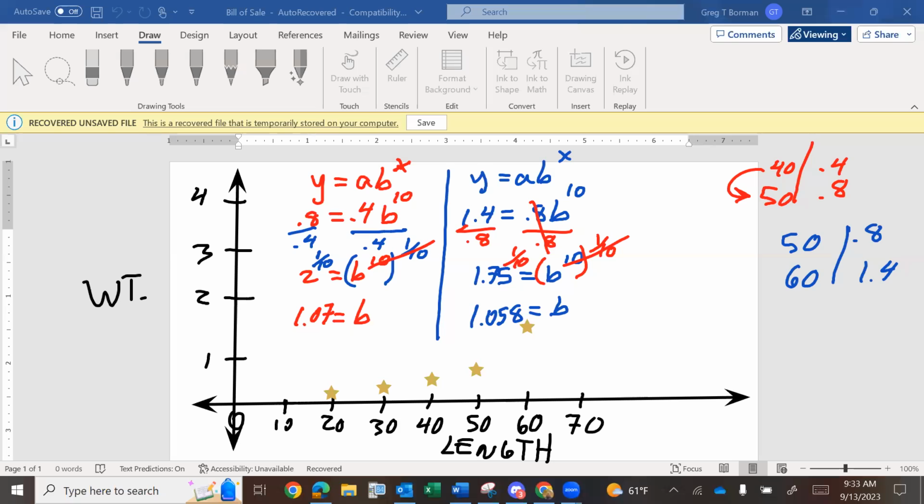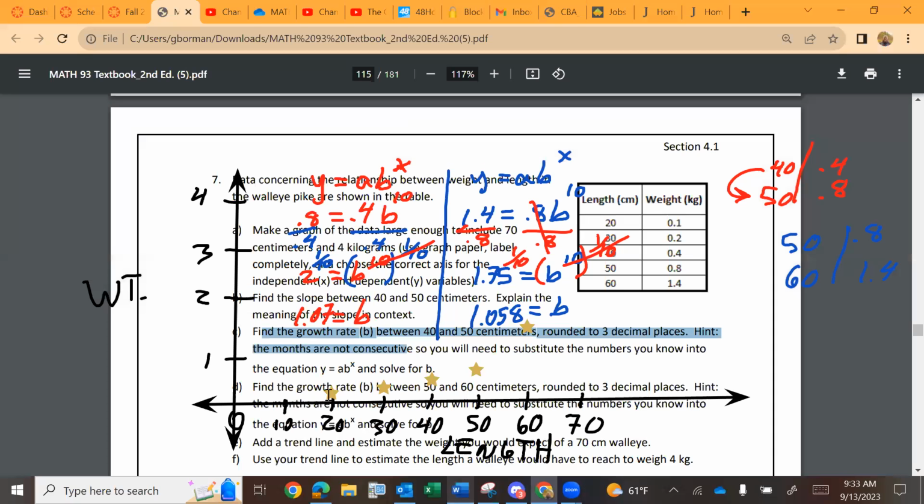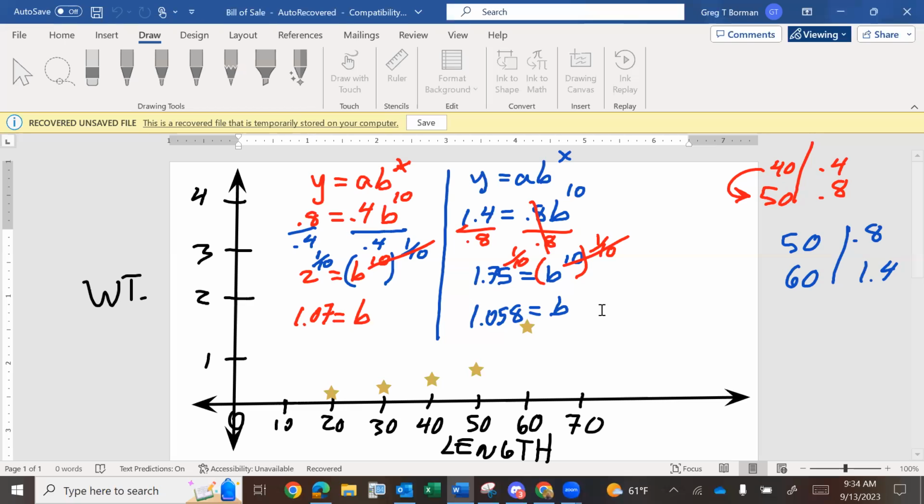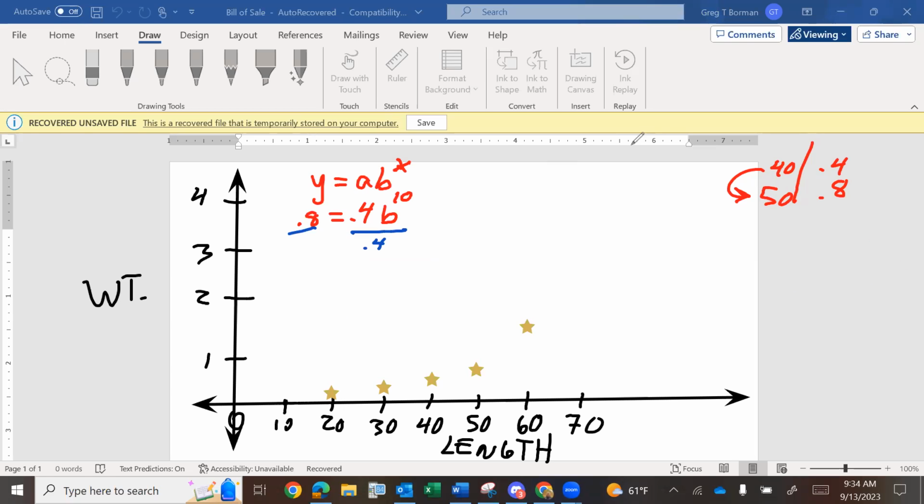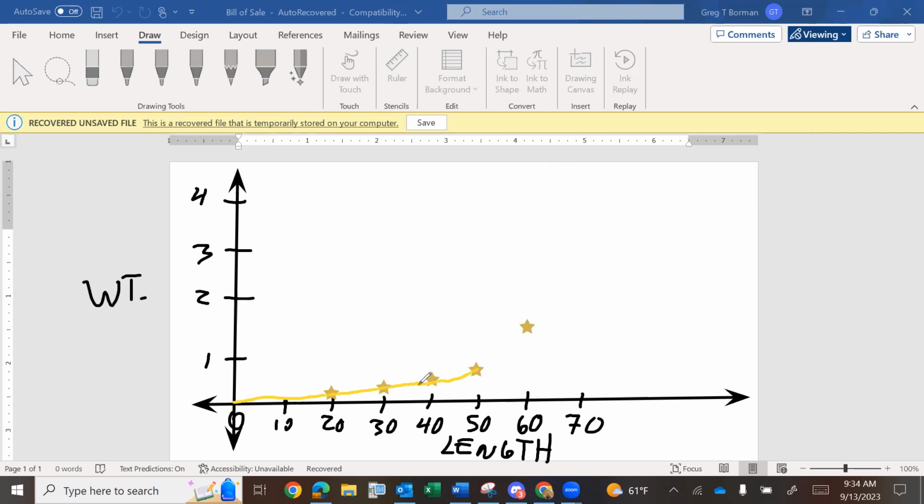All right. So let's see. Boy, this is getting hard to read. I did that. E, add a trend line. Estimate the weight at 70 centimeters. Okay, I'm going to have to do a little erasing here. Just a little. Okay, maybe a lot. Okay. All right, time for that trend line. And I'm going to try to do this as accurately as I can. Okay, that's probably pretty good, I guess.